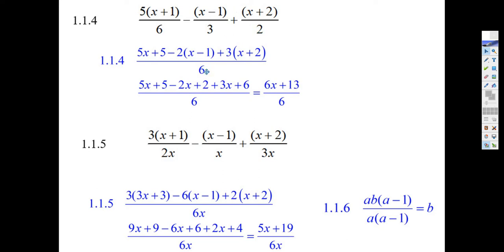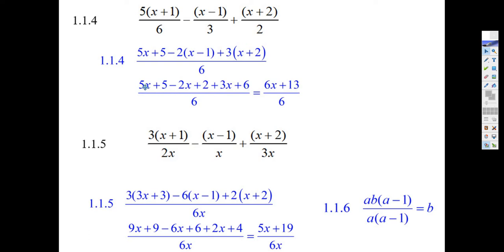Well, that's the key thing, finding the common denominator and making sure you multiply the numerator of these fractions by the right number. Top and bottom by 2 here, top and bottom by 3 here. Now let's just be careful multiplying it out. Minus 2 times x is minus 2x. Minus 2 times minus 1 is plus 2. 3 times x is 3x, and 3 times 2 is 6.